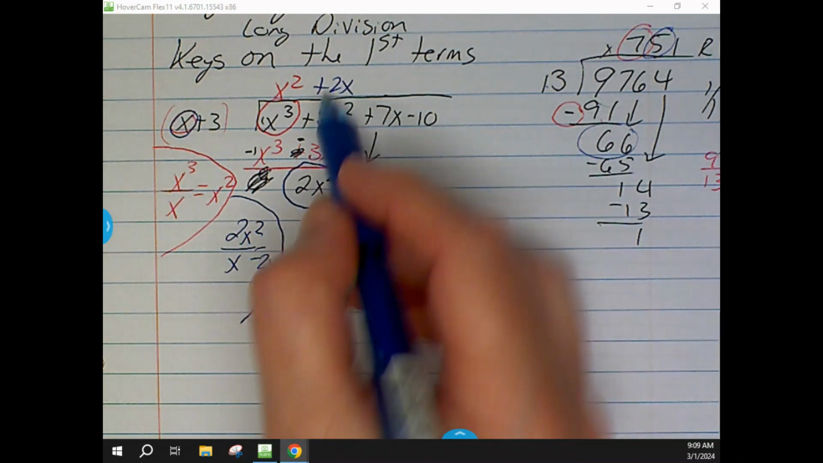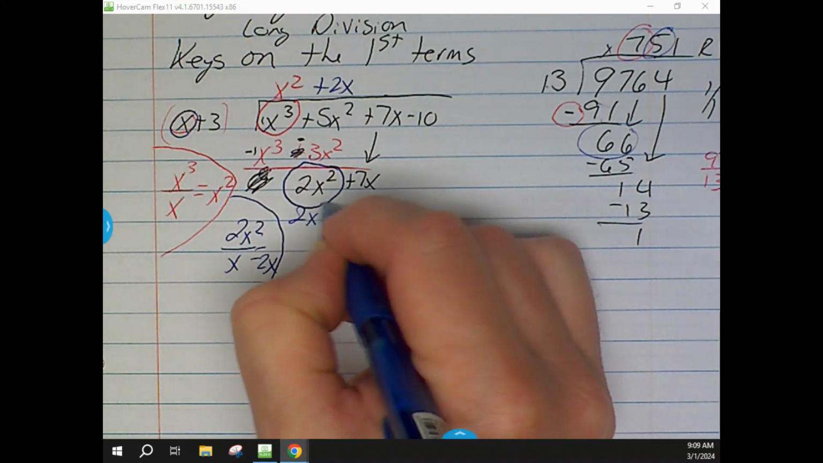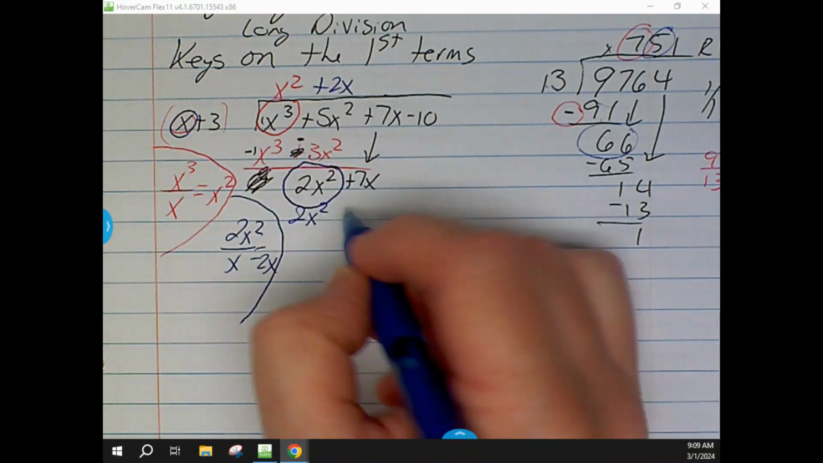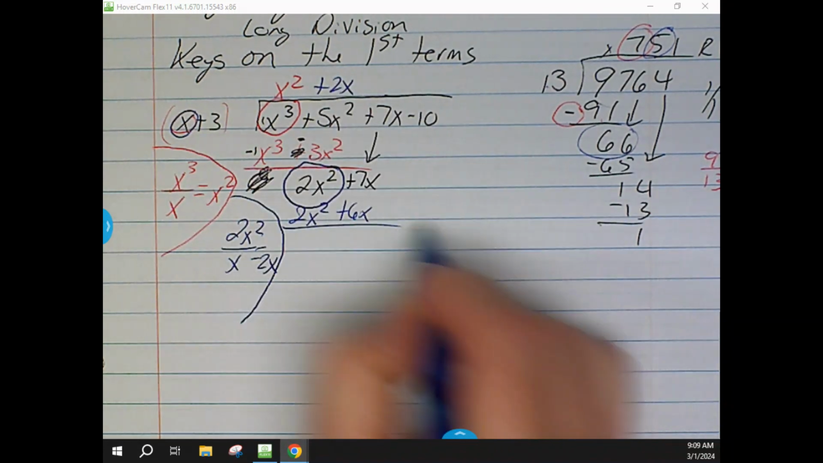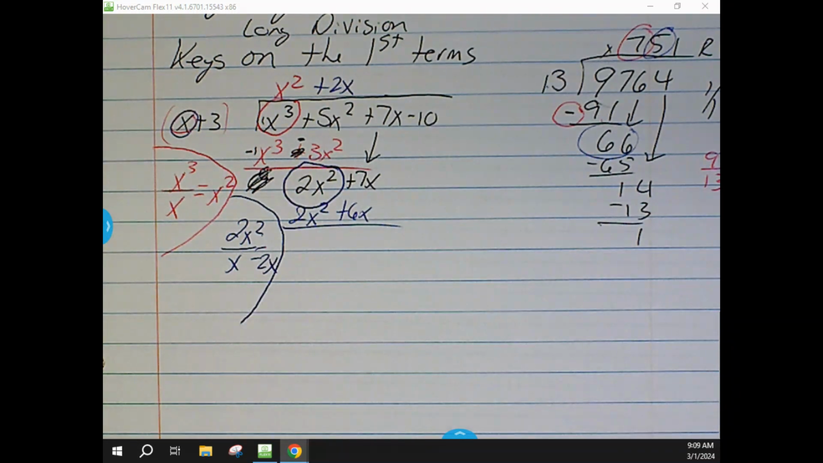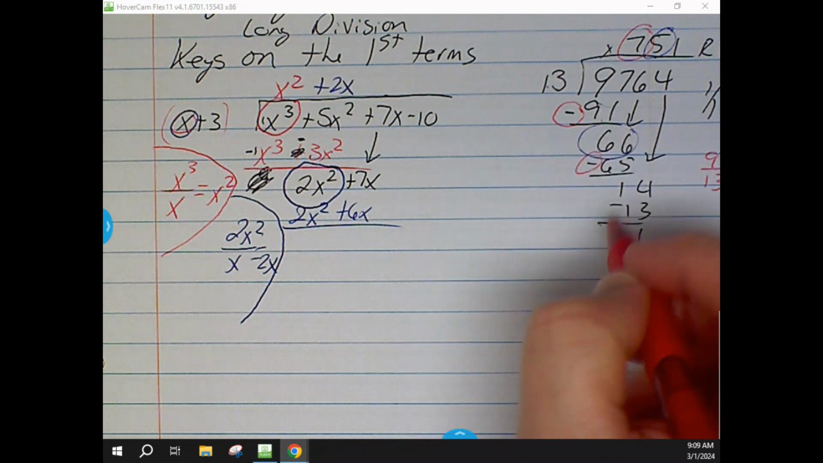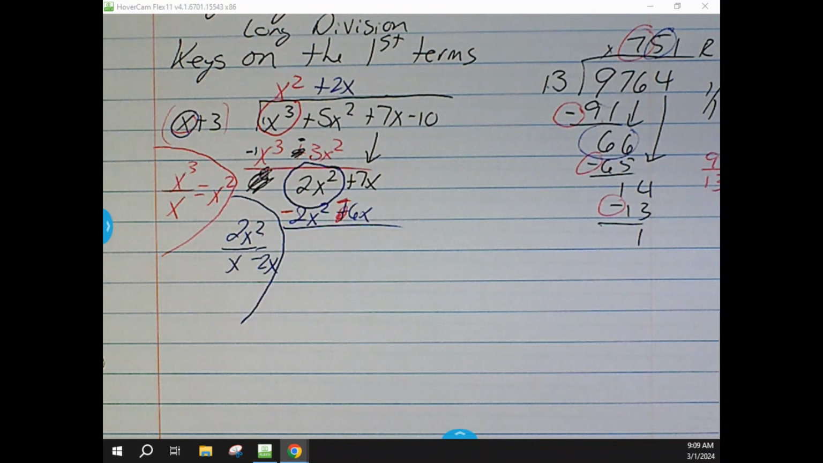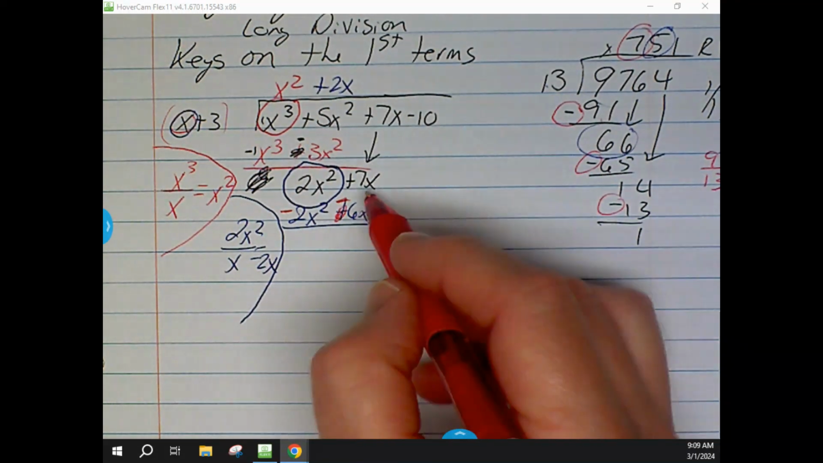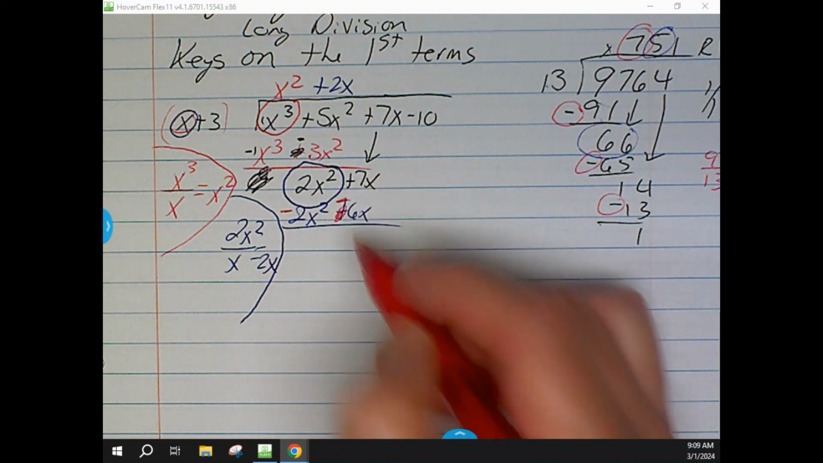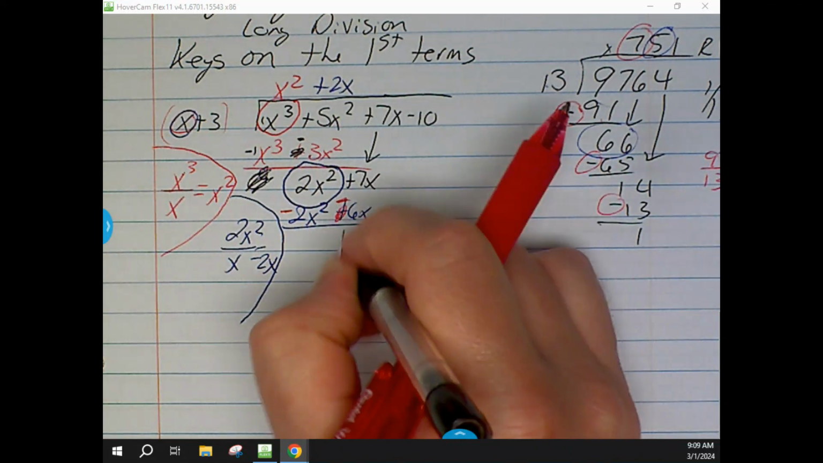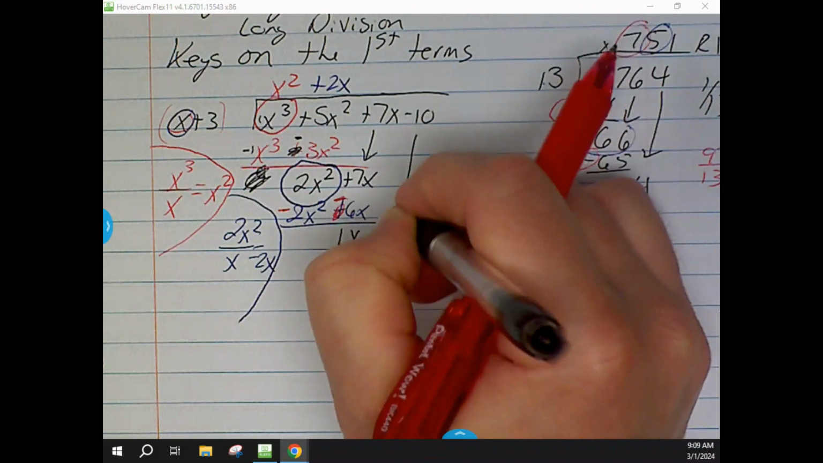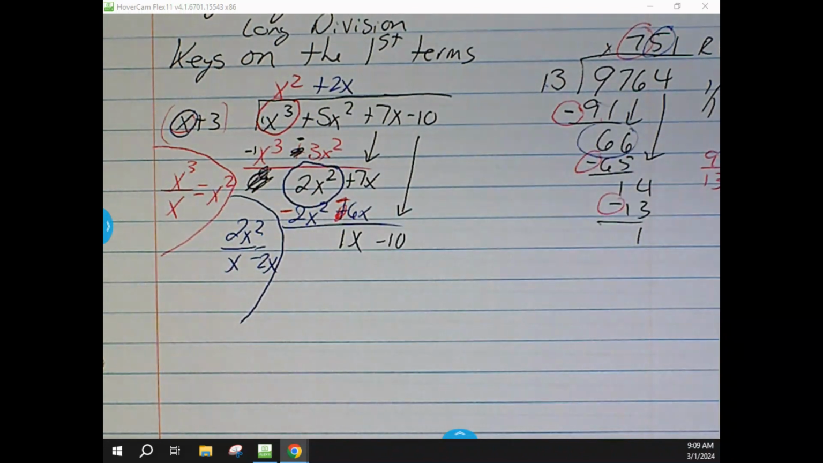Okay, so we've got 2x times x to get us 2x squared. We've got 2x times 3 to get us 6x. And just like before, we've got to subtract these things because we always get this negative popping in here. So we're going to change this sign and also change that sign. So this would cancel out. We're left with 7x minus 6x. In that case, that would just be a 1x. And we've got minus 10.